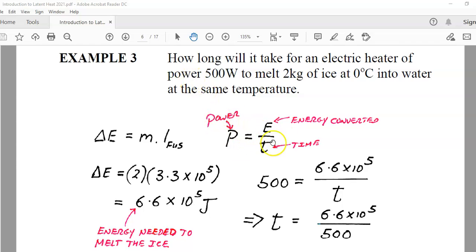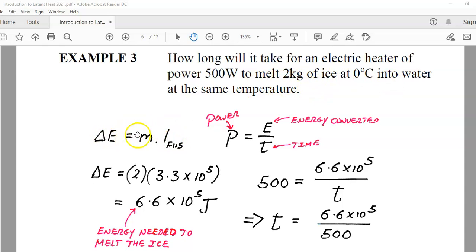Since power was mentioned, I wrote down the formula for power, and we're talking about melting ice, 2 kilograms of ice at 0 degrees into water at the same temperature. So we're talking about a change of state without a change of temperature, so we use that formula. So how long will it take for an electric heater, which has a power of 500 watts, to do this? Well, the first thing I want to work out is how much energy is actually needed to change the state of 2 kilograms of ice.